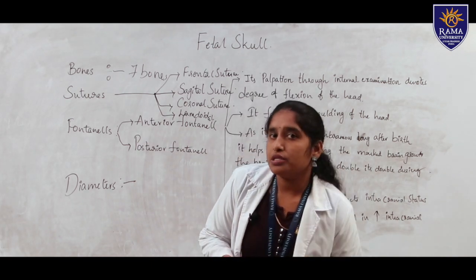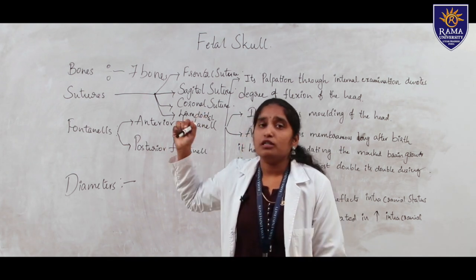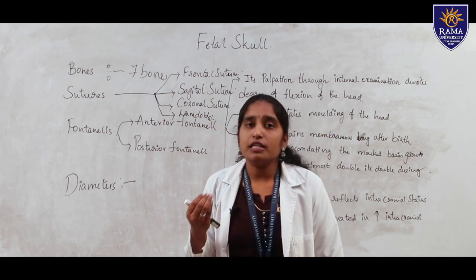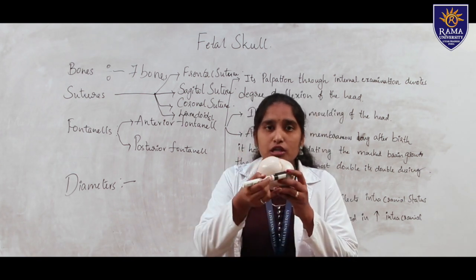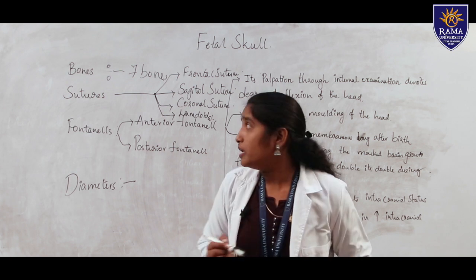These are all the sutures of the fetal skull. Total 4 sutures are there: one is the frontal suture, another is the sagittal suture, another is the coronal suture, and the last one is the lambdoidal suture.